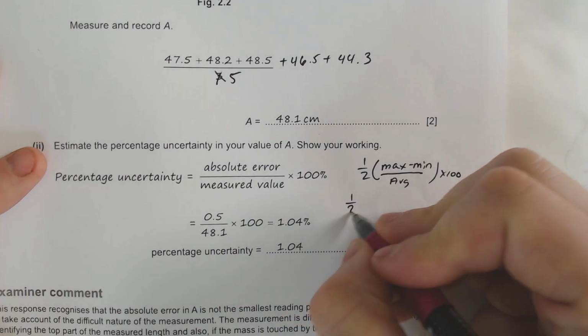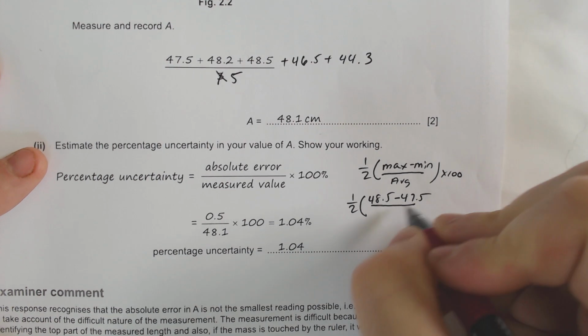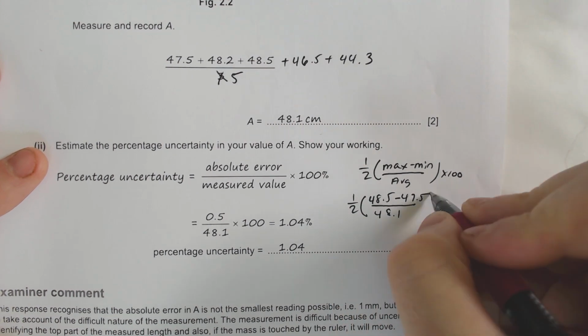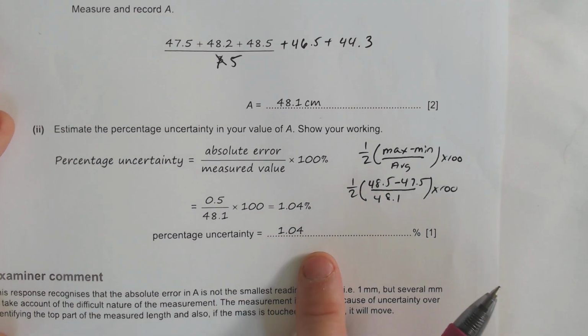I'll write it for you. 1/2 times 48.5 minus 47.5, divided by 48.1, times 100, if we go with their average value. And then you get 1.04, okay?